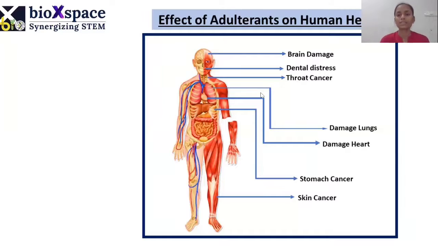So, the effects of adulterants on human health are shown in the diagram. They can cause damage to the brain, dental distress, throat cancer, damage to the lungs and heart, as well as stomach cancer and skin cancer.